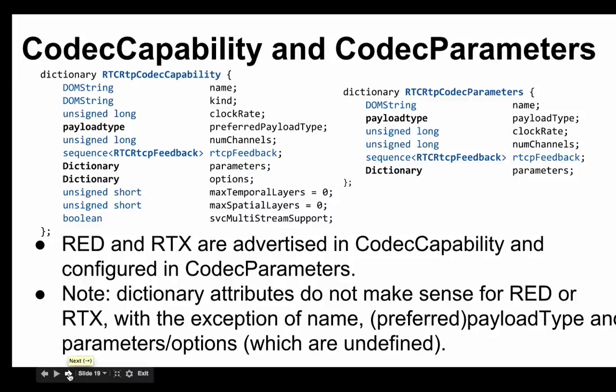And then you get to set the properties in the codec parameters. That would include things like the name and payload type, which do make sense, and parameters if there are any, and a bunch of stuff that doesn't. It's mentioned here that the parameters and options at the moment for Red and RTX are undefined. So there are no parameters or options that you get at the moment. I think Peter's post referred to some that would make sense. But that's basically how things work today.